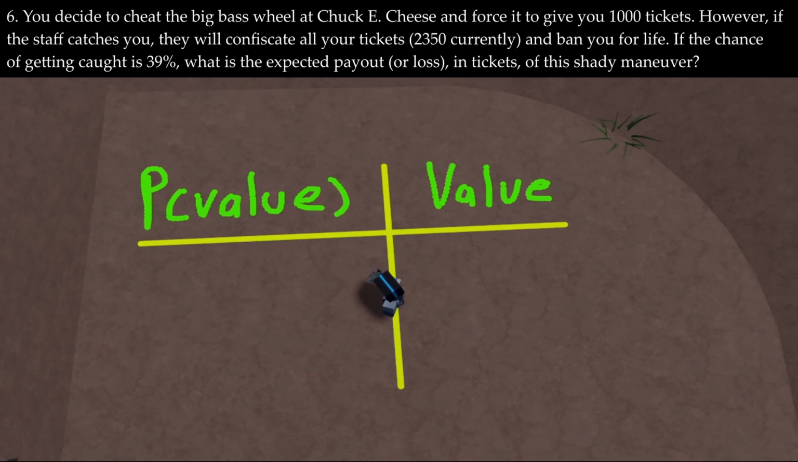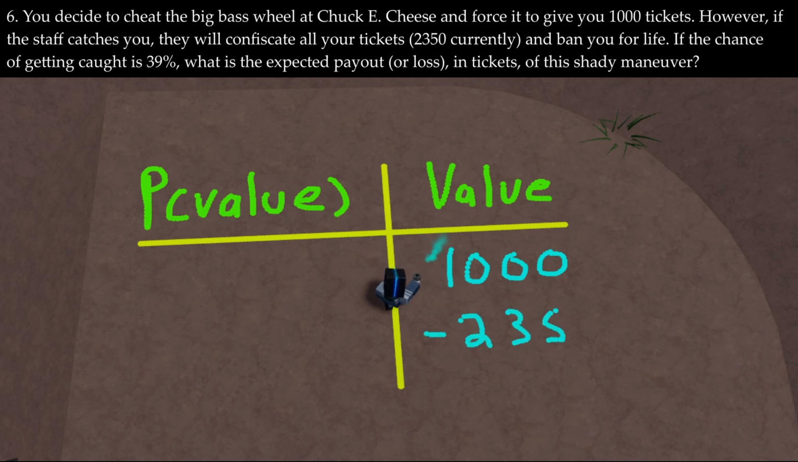So first, we could get 1,000 tickets, and that's if we pull off this maneuver. You could also lose 2,350 tickets if you get caught. So we're going to put minus 2,350 because we could lose those tickets. Now we need to define the probabilities of those. Well, we know that the probability of getting caught is 39%. So for this minus 2,350, I can just put 0.39 because that's what 39% is as a decimal. And then to find the probability of success in winning those 1,000 tickets, just do 1 minus 0.39 because the probabilities have to sum up to 1. And if you do 1 minus 0.39, that's just 0.61.